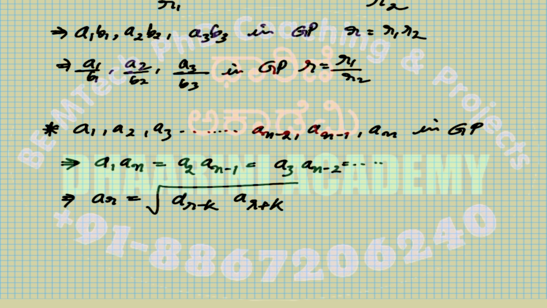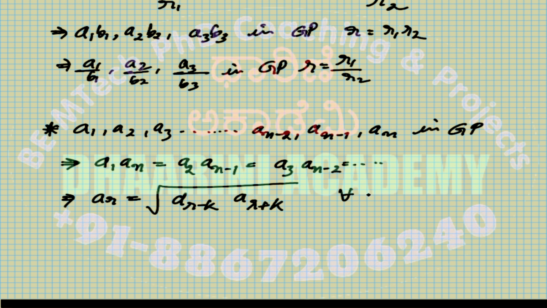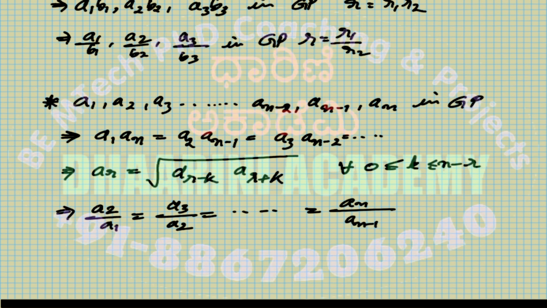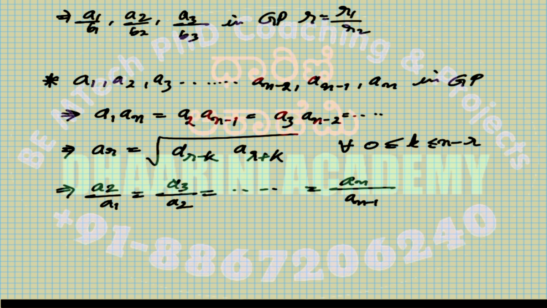Okay, so for all the K between 0 to N minus R, this is going to work, right? For all, let me write like this: 0 less than or equal to K less than or equal to N minus R, this is going to work. Okay. Then we have the ratio A2 by A1 is equal to A3 by A2, that is also equal to all the terms up to AN over AN minus 1, right? So I already know that.